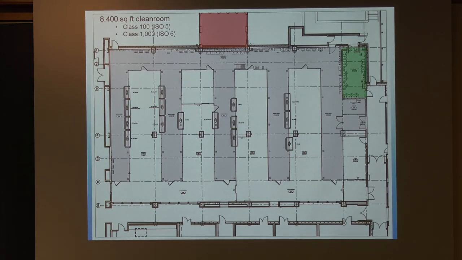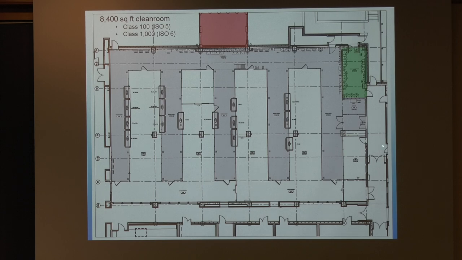This is the layout of the cleanroom at the University of Delaware. So if I take this whole area in here, it's kind of square in size. It's 8,400 square feet. I show in gray the chase area, the areas that are not under the filters. It's 4 bays, 5 chases. There's a sliding door in here, so everything on the left side is class 100, everything on the right is class 1000.